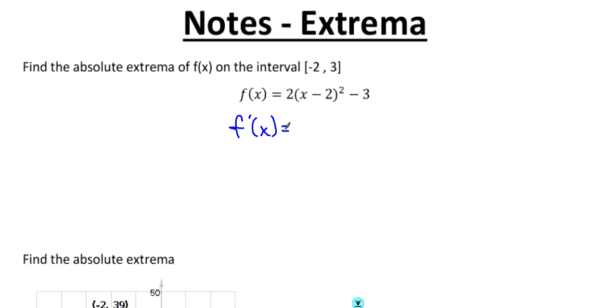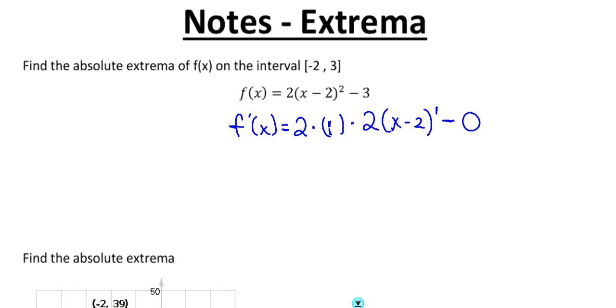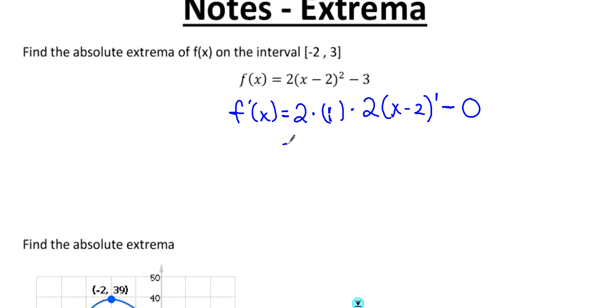So you're going to use the chain rule. We have a constant multiple, then a function inside of a function. The derivative of the function inside is 1, times the derivative of the outside, which is the power rule, 2 times x minus 2 to the 1 power, minus the derivative of 3, which is 0. So our derivative is basically 4 times x minus 2.